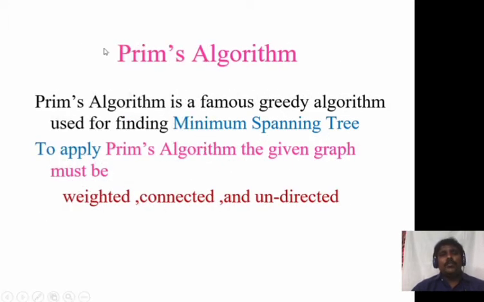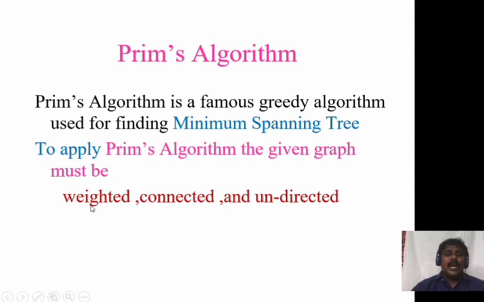First of all, we are going to discuss Prim's algorithm. Prim's algorithm is a famous greedy algorithm used for finding the minimum spanning tree. To apply Prim's algorithm, we have to keep in mind that it must be a weighted graph, it must be a connected graph, and it must be an undirected graph.